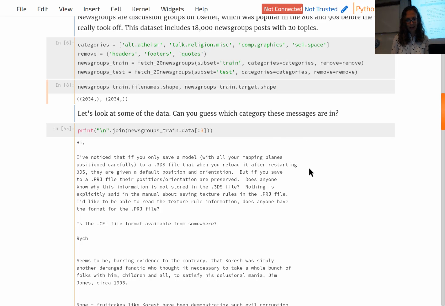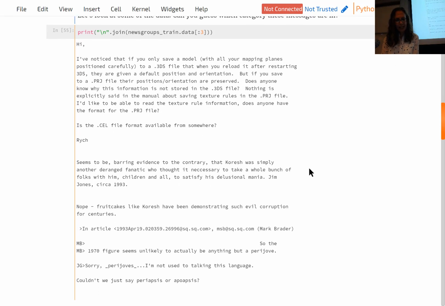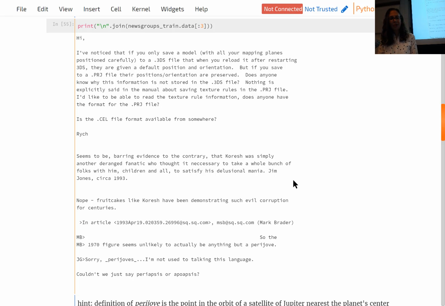So let's look at this first one. I've noticed that if you only save a model with all your mapping planes carefully positioned to a 0.3ds file, which category do you think this is from? Someone say it louder. Yes, from graphics. And this next one is talking about Koresh was a deranged fanatic who thought it was necessary to take a whole bunch of folks with him. Mentions Jim Jones. Which category do you think this is?